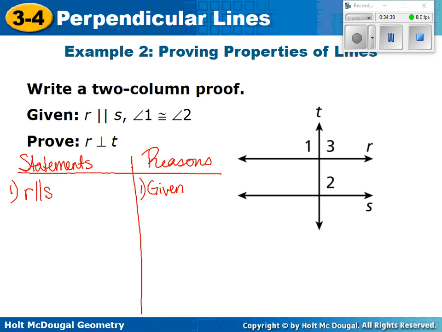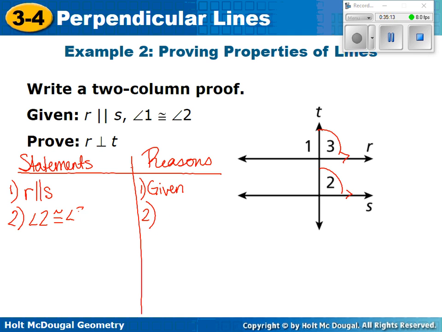So R is parallel to S. I'm going to stop right there and let's see what that tells us. Go to your picture. R is parallel to S. Think about everything we've learned so far. What do we know if R is parallel to S? Okay, we know that 3 and 2 are corresponding no matter what, but what do we know about those corresponding angles if the lines are parallel? That they're congruent. So we could go ahead right now and say that 3 and 2 must be congruent. So angle 2 is congruent to angle 3.